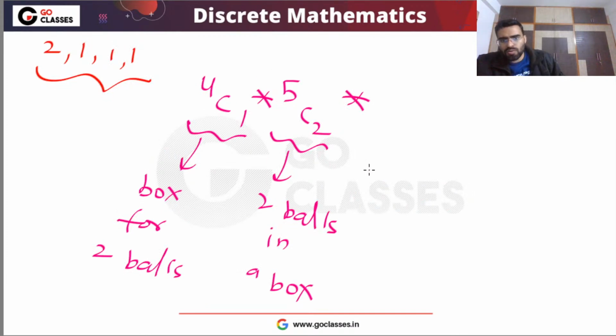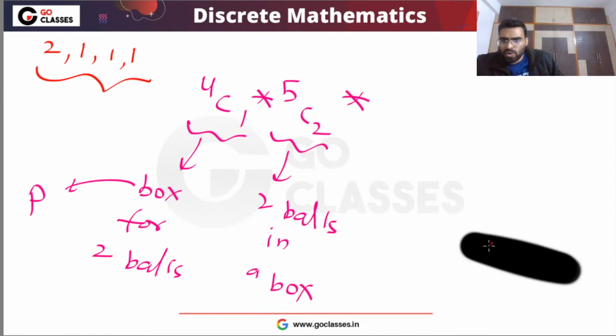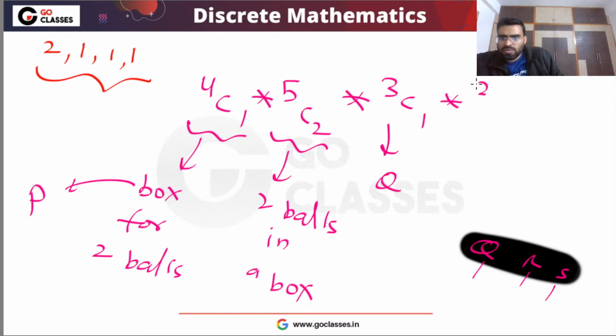Okay. Now the remaining, now what? Now very simple. Let us assume this is the box P. Now what are the remaining boxes? The remaining boxes are Q, R, S. Now this should have one, this should have one, this should have one. Very simple. From the remaining, you give one to Q, from the remaining you give one to R, and from the remaining you give one to S. So this is your answer.